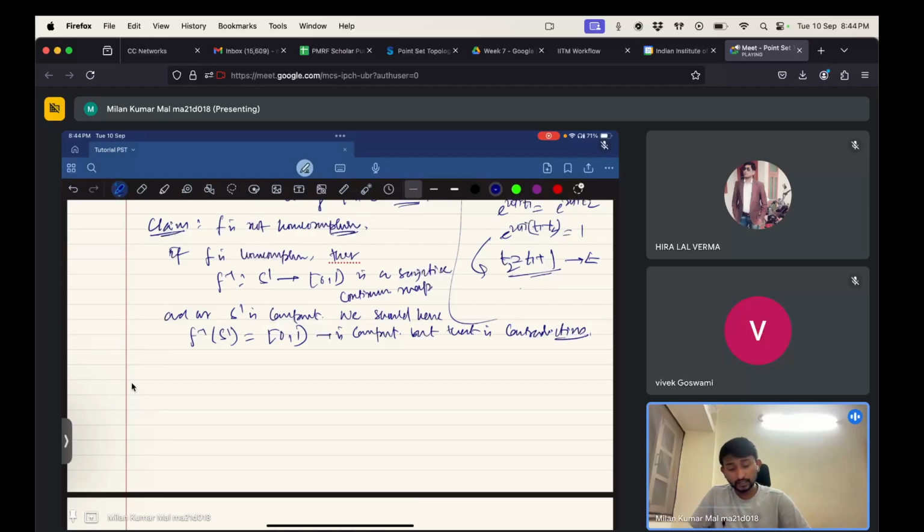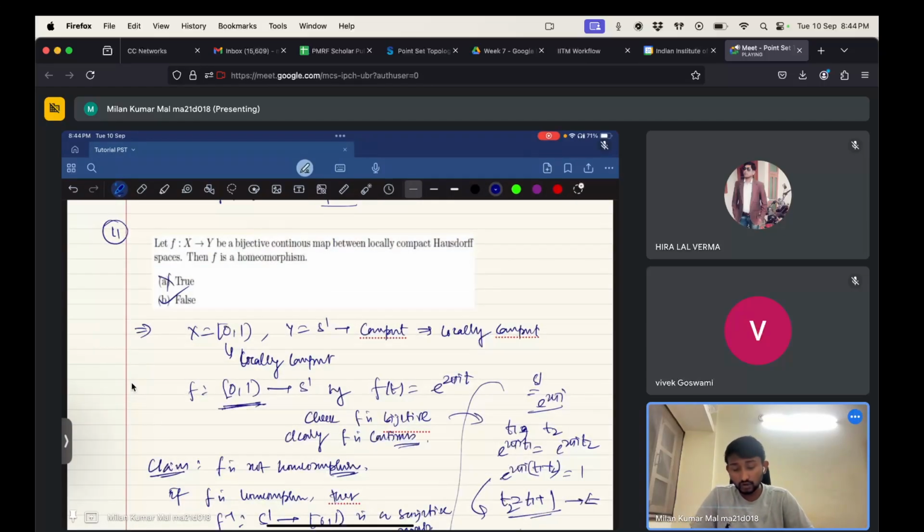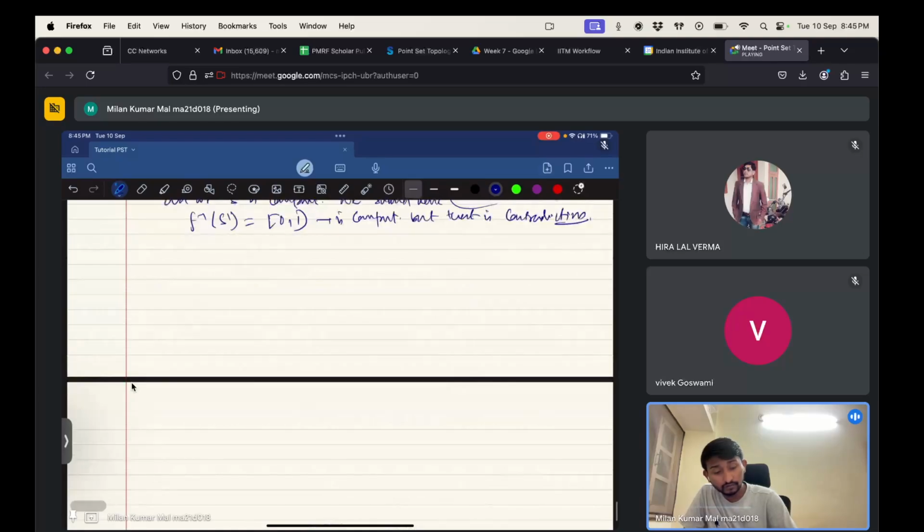So that is why there does not exist a bijective continuous map between two locally compact Hausdorff spaces that is a homeomorphism. This is also one contradiction; it need not be a homeomorphism. So that is note one.